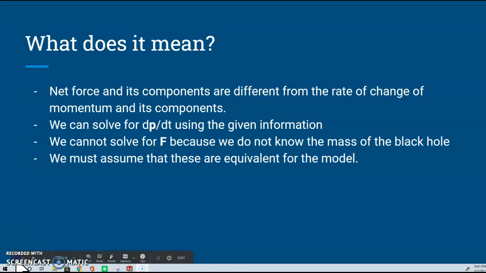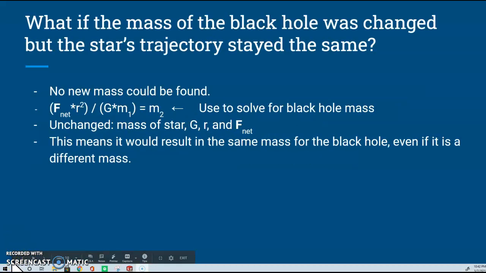I then answered, what if the mass of the black hole was changed, but the star's trajectory stayed the same? If this happened, we cannot solve for a new mass. This is because we used F net, the momentum principle, to solve for the mass in the formula for the law of universal gravitation. As the mass of the star and the motion are unchanged, G, r, and F net are also unchanged. This means that the result would be the same mass for the black hole through this process, even if it was a different black hole.